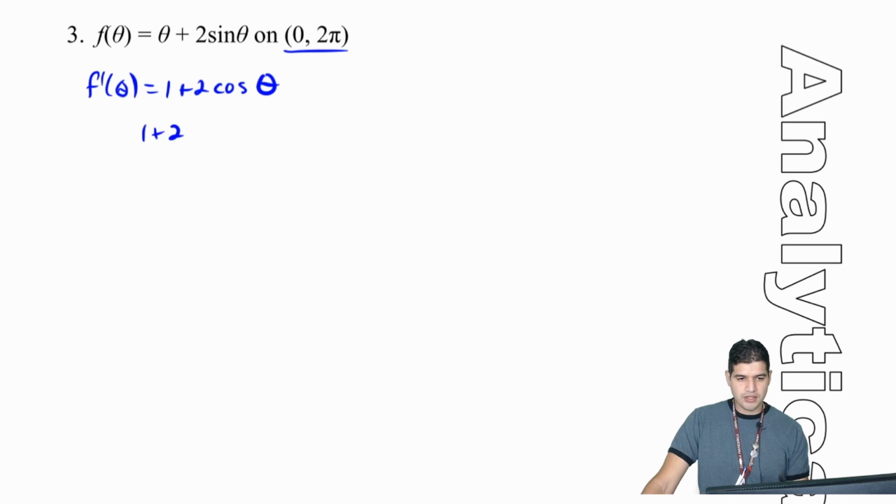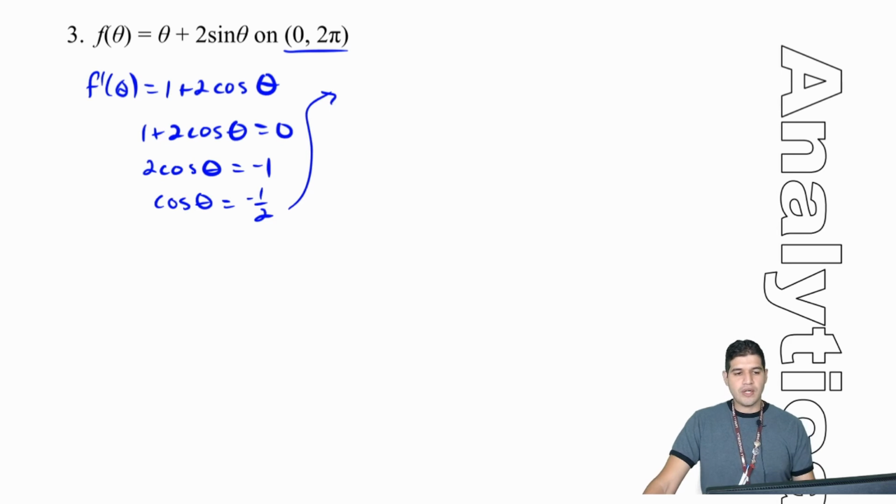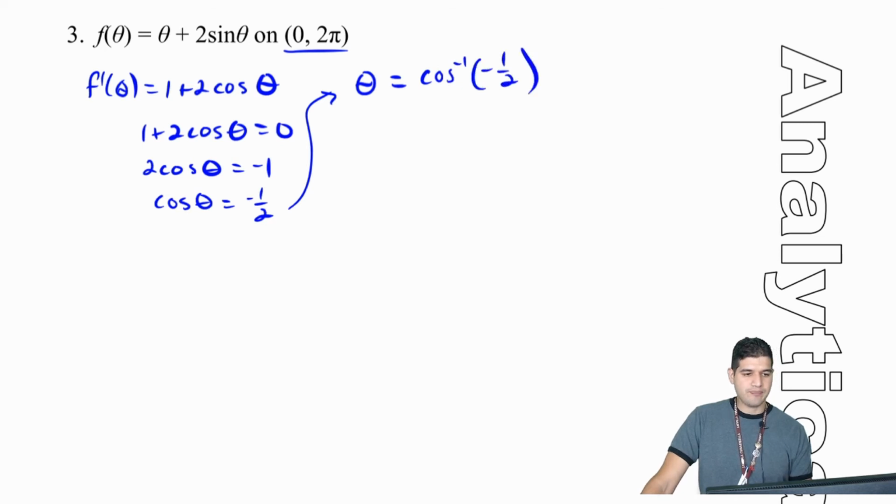So 1 plus 2 cosine theta equals 0. Then I subtract the 1 over to the right side and get 2 cosine theta equals -1. Let's divide that by 2, so I get cosine of theta equals -1/2. In order to solve for theta, we're going to use the inverse cosine of -1/2.